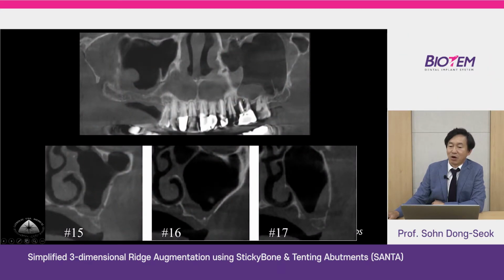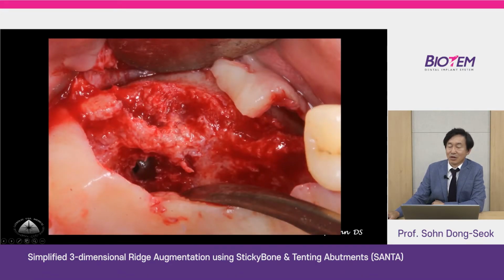This is the preoperative cone beam CT. Wow, take a closer look at the very low residual bone height on the posterior maxilla, less than 1 millimeter. The full thickness flap was elevated. Now you can see the bony communication through the sinus mucosa. You can see the mucosal perforation here. So when the sinus mucosa is perforated like this, we cannot use the crestal approach.